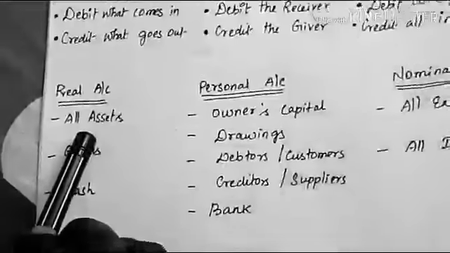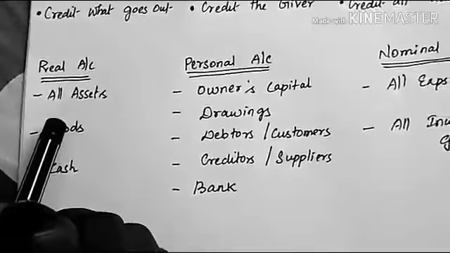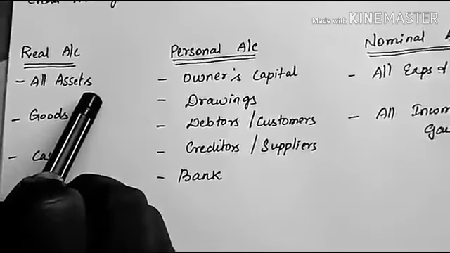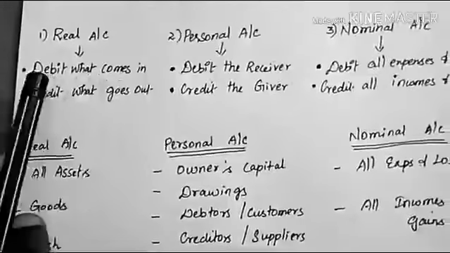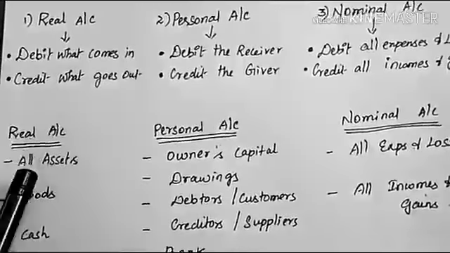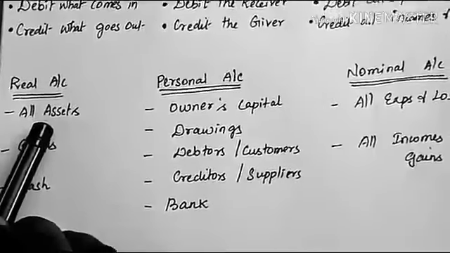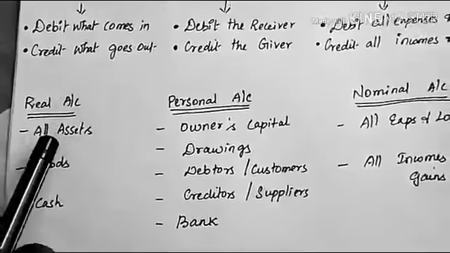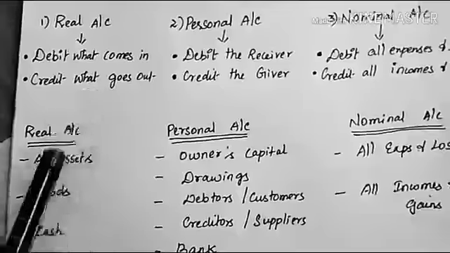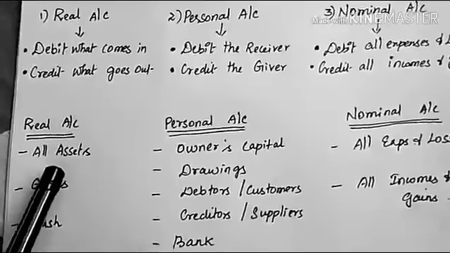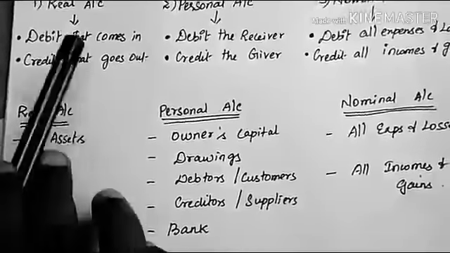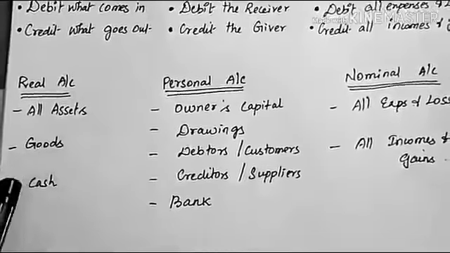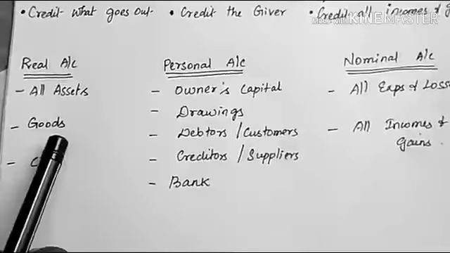When you purchase any asset, for example, purchase of land and building, what comes in? Land and building comes in. So debit what comes in? Land and building comes in. At the time of purchasing any asset, what goes out? Cash goes out. So credit what goes out? So, land and building account debit to cash. This is the entry. So according to the real account, you are able to make a journal entry with the help of real account. Real account is all assets in the form of cash or in the form of goods.